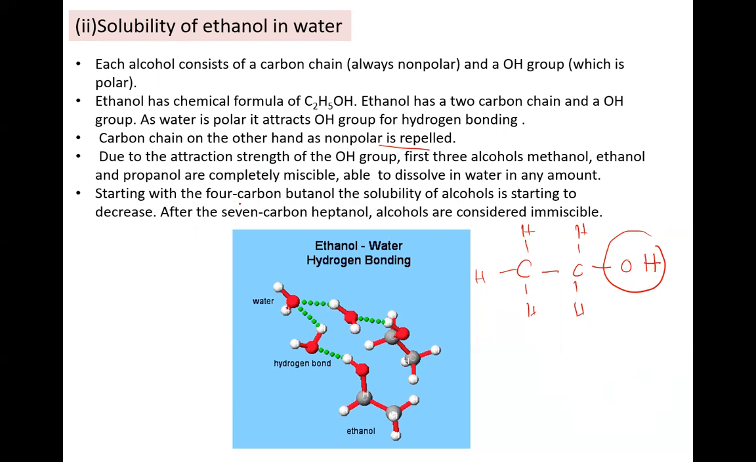Starting with the 4-carbon butanol, the solubility of alcohol starts to decrease. After the 7-carbon heptanol, alcohols are considered immiscible, cannot be dissolved in water. Okay, so the longer the carbon chain, when you put it in water, it cannot dissolve, it is immiscible, due to their hydrophobic area becoming larger.